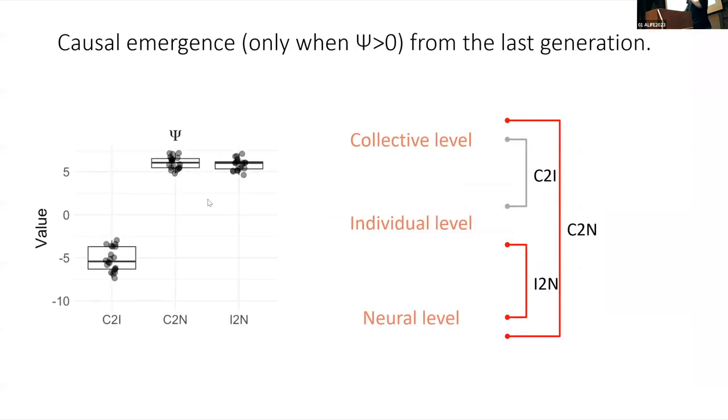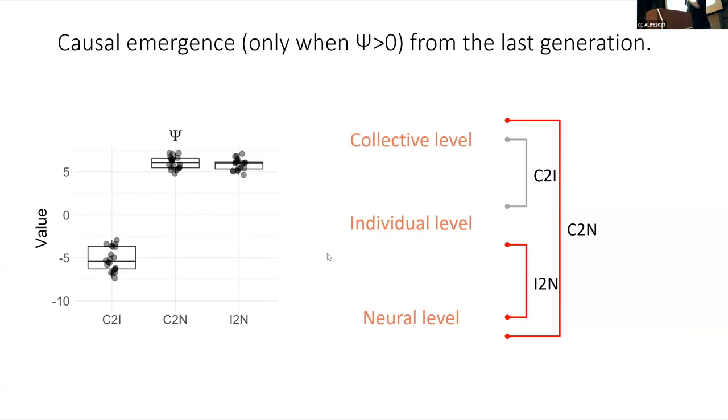Okay, so the first result is for causal emergence. We can see that only the collective level to the neuron level, and the individual level to the neuron level, show positive values, and a positive value is sufficient to say we observe causal emergence. But for the collective level to the individual level, it's actually negative. Which means if you pick a measure at the individual level, you will have a totally different result from if you measure from the neural level.